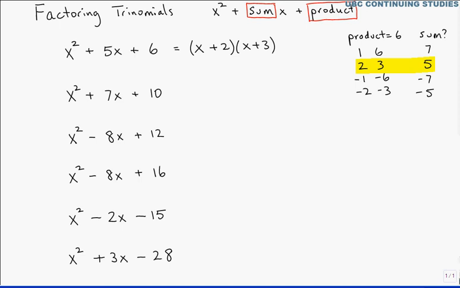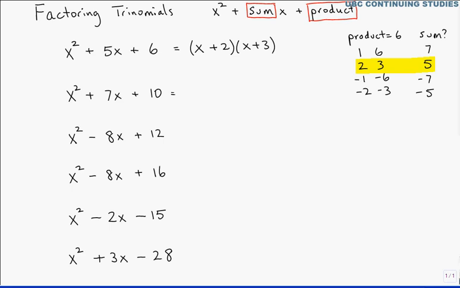Now, this little table on the right is quite interesting because what it shows us is if we have a product of 6 that we're looking for, there are really very few sums that are going to work. Just 7, 5, negative 7, and negative 5. So if you saw a trinomial, for instance, x squared plus 8x plus 6, there's no way you can factor that because you can't find two numbers that have a product of 6 and a sum of 8. They don't exist, and therefore you can't factor it at all.